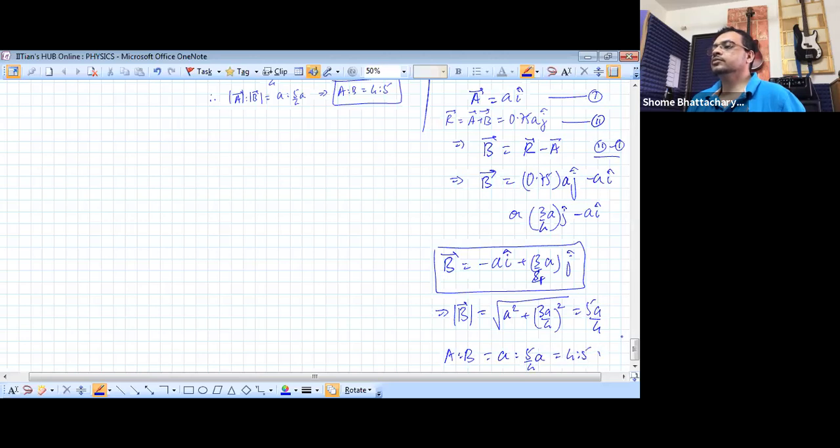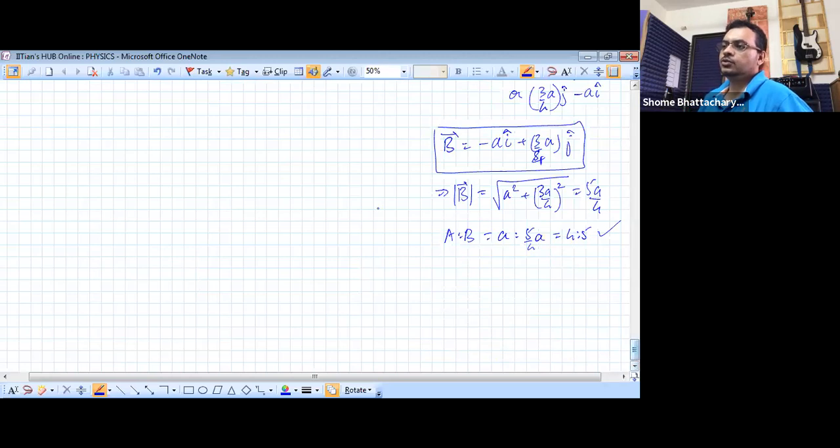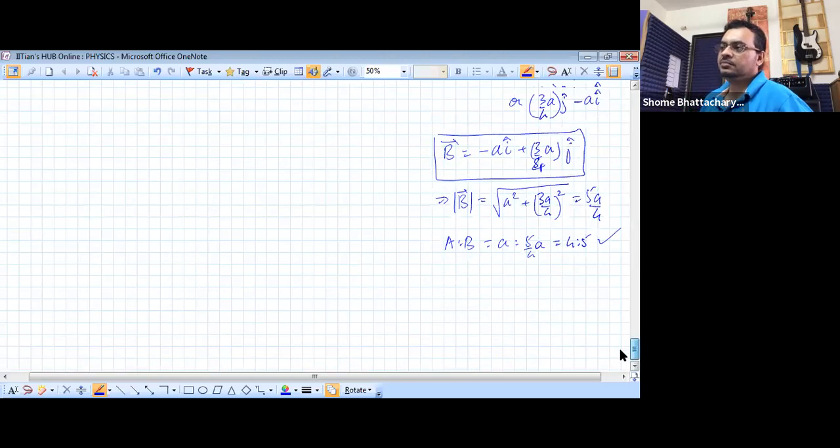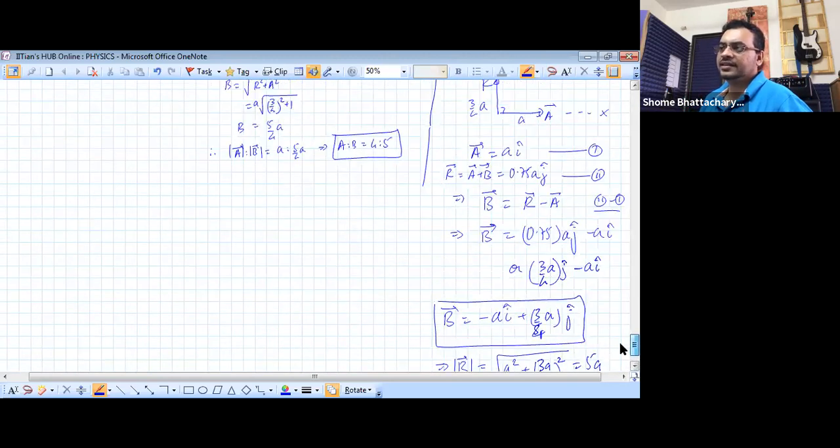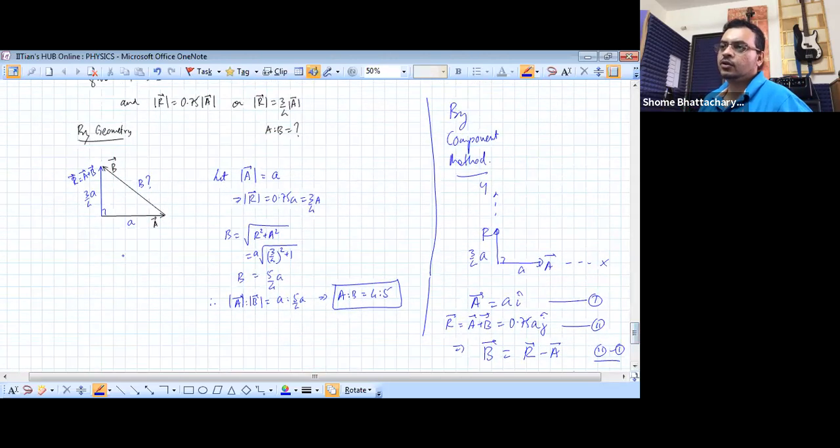So 4 is to 5. Okay, I'll explain the parallelogram thing also. The parallelogram thing is actually the same as the triangle thing. You will see that geometrically the parallelogram law is no different from the triangle law. It's just that the parallelogram law, in the same diagram, gives you the sum, the resultant, as well as the difference, whereas the triangle law only gives you the resultant or the difference one at a time.